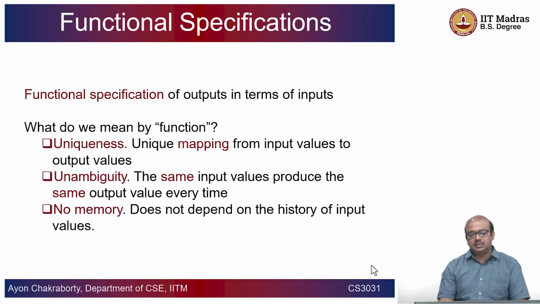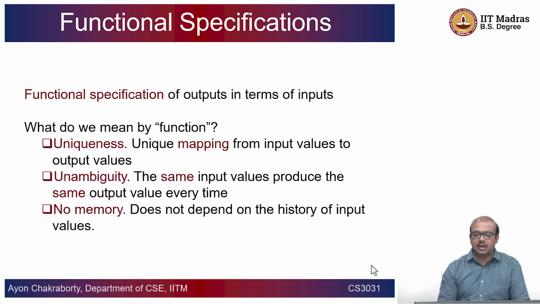So what is a functional specification? It is the specification of the outputs in terms of the inputs. And what do you mean by a function? Many of you know that a function means a mapping. The first criterion is uniqueness. This is a mapping of a unique set of input values to the output values. So you cannot have one input value giving rise to multiple output values. That is not unique.